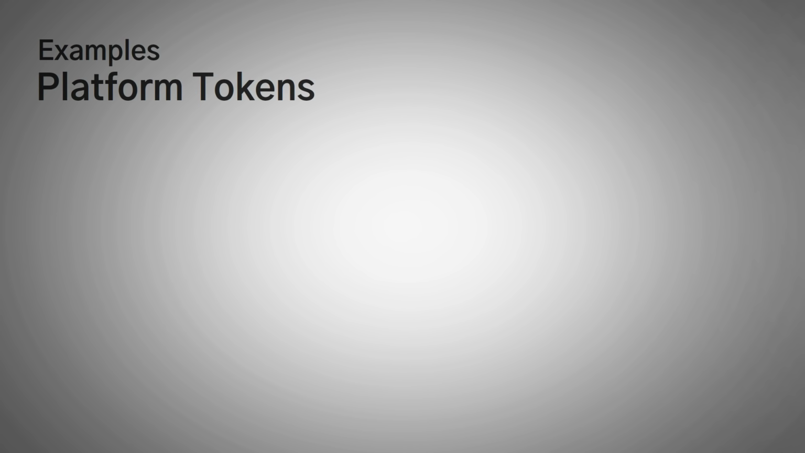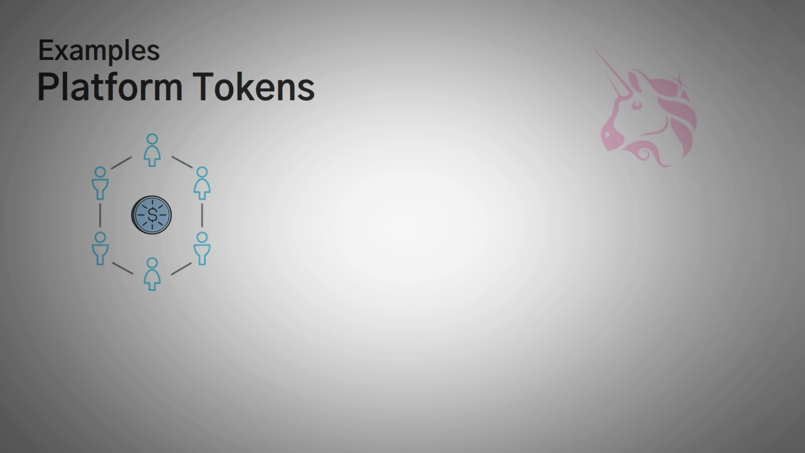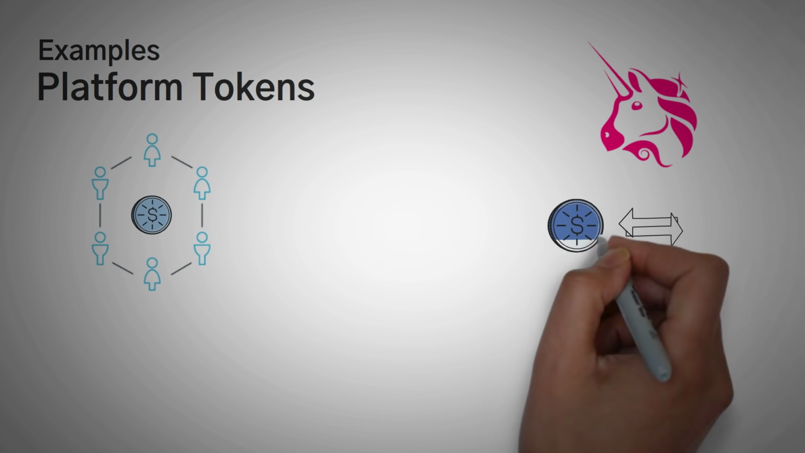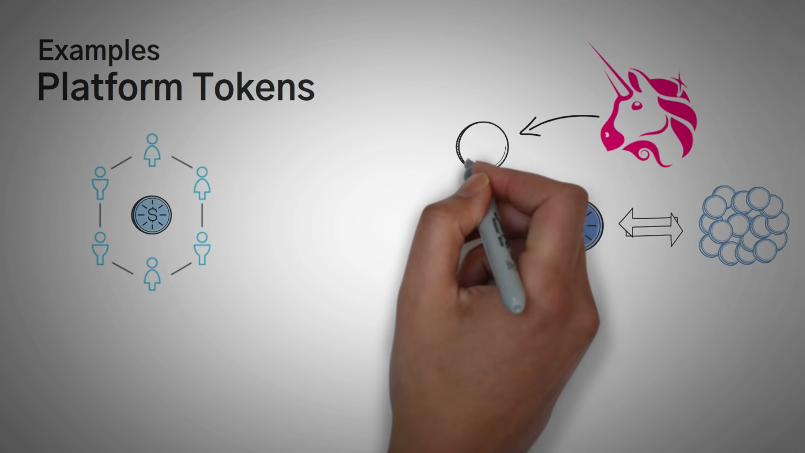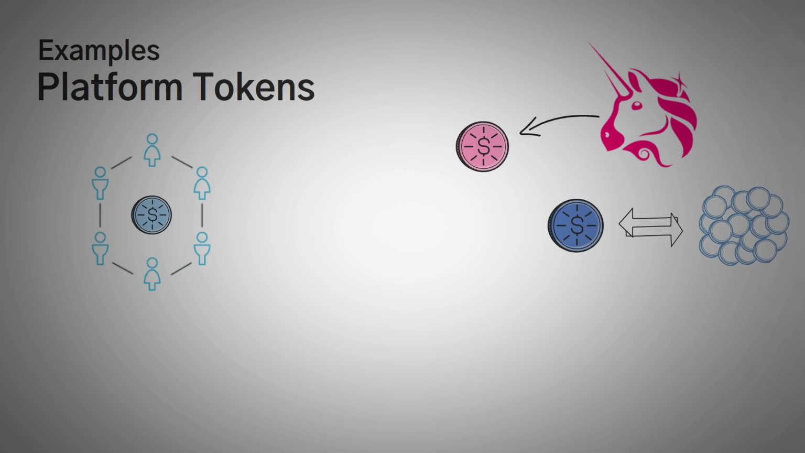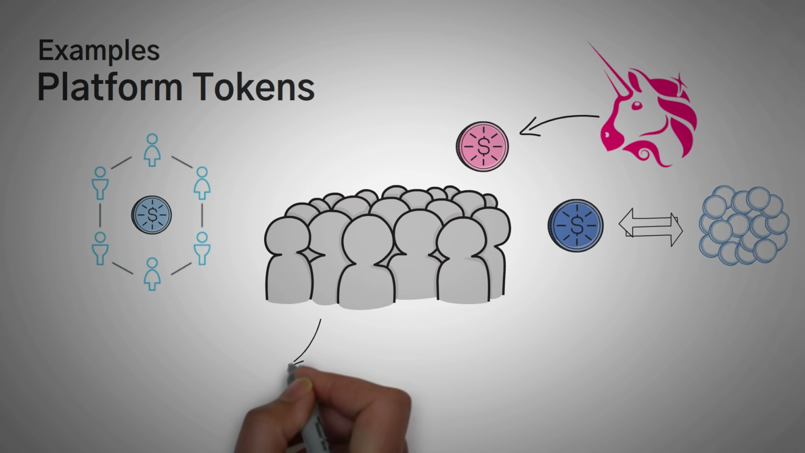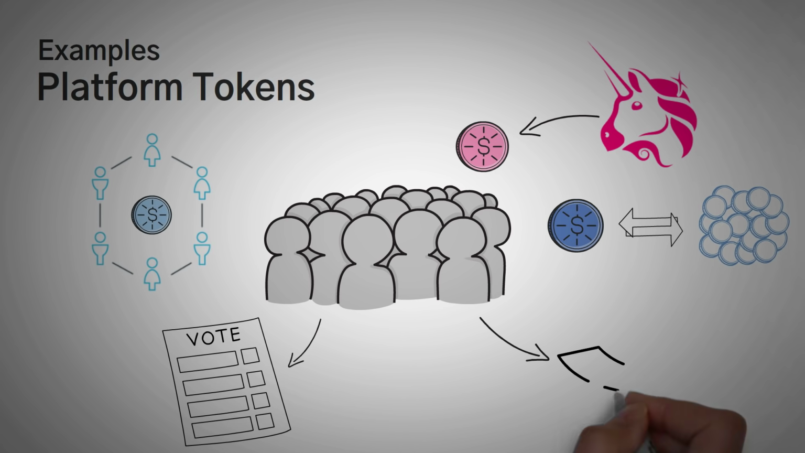Platform tokens are created to support a decentralized application on the blockchain. For example, Uniswap is a decentralized application that allows users to swap out Ethereum tokens for other Ethereum tokens. And even though they are a decentralized app, they also have their own token, the Uniswap token. This token is given out to those who invest in their platform, and it has the promise that eventually token holders can vote on changes in the future, and maybe even earn some of the profits from the trades.